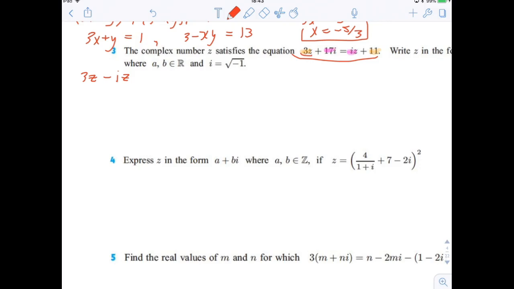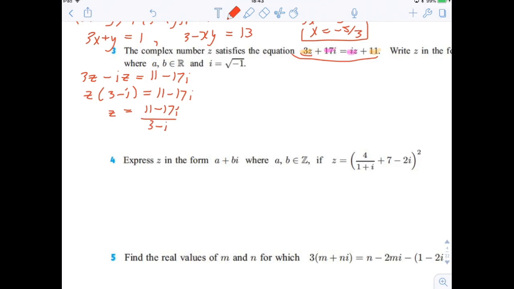And then we subtract 17i from both sides so that we get the non-z terms like 11 and 17i together. Okay. Then we factor out the z to isolate it. And then we can divide both sides by 3 minus i. So 11 minus 17i divided by 3 minus i.